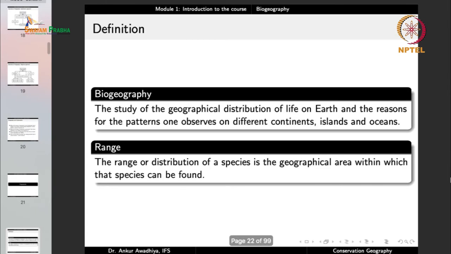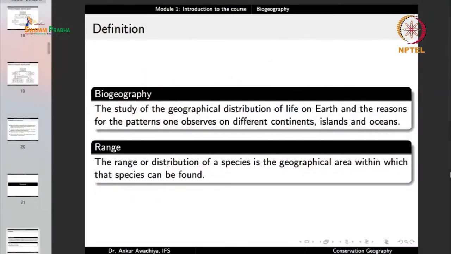Now, in the next lecture, we had a look at biogeography, which is the study of the geographical distribution of life on Earth and the reasons for the patterns one observes on different continents, islands, and oceans. That is, in biogeography, we are studying the areal differentiation, the areal integration of various phenomena that are related to living beings. How is life distributed on this planet? That is the main crux of biogeography. So what are the patterns in the distribution of life that are found on this planet? Where is a particular form of life found?